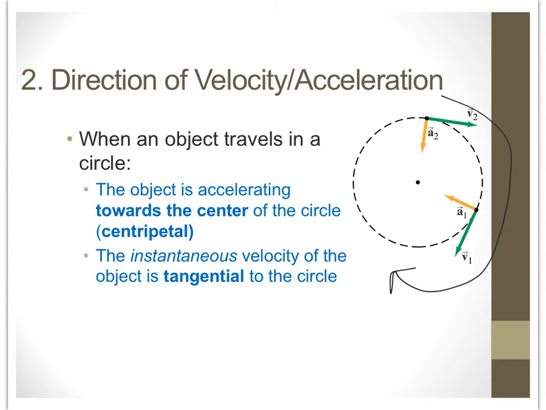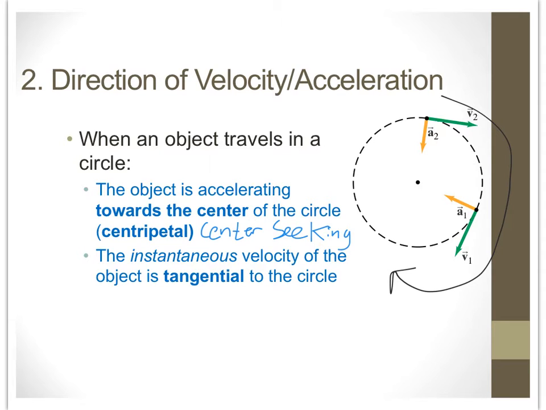In fact, this word centripetal is a Greek word, and it means center seeking. So when we talk about a centripetal acceleration, which is the type of acceleration we have when an object's moving in a circle, it is center seeking, always going towards the center.